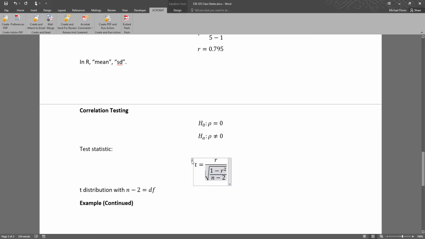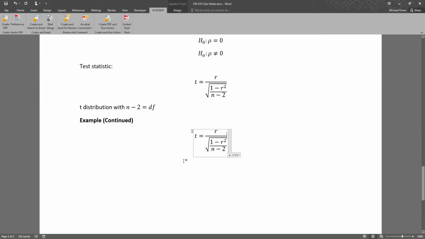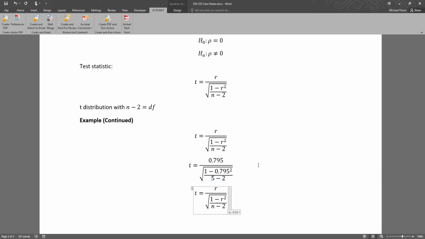So we're going to copy and paste our equation, and then we're going to fill in the values that we had in the previous example: 0.795, 0.795 squared, and 5 minus 2. Solving for this value, we get 2.270, and again, this would be compared to a t-distribution at a given level of significance, alpha equals 0.05 or whatever alpha level you're using, the t-distribution having n minus 2, or in this case 3 degrees of freedom.